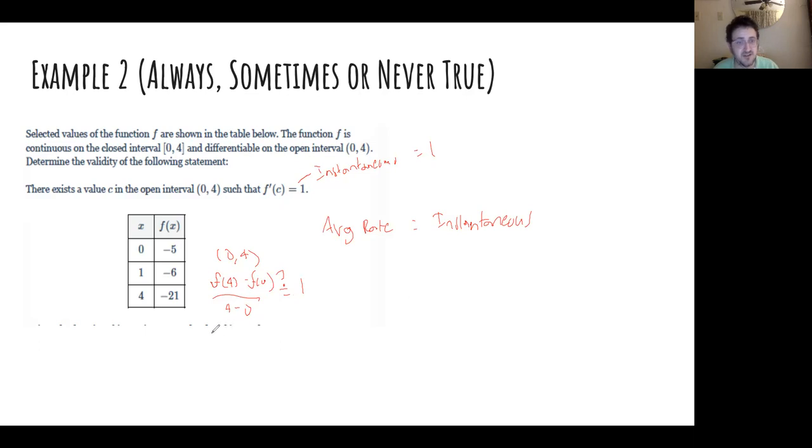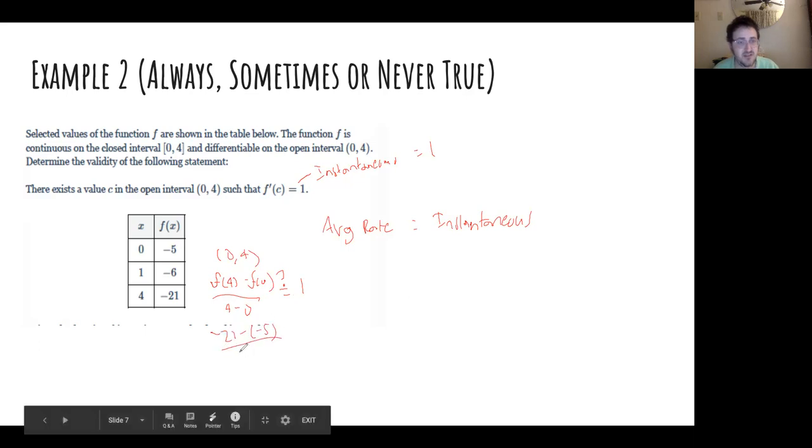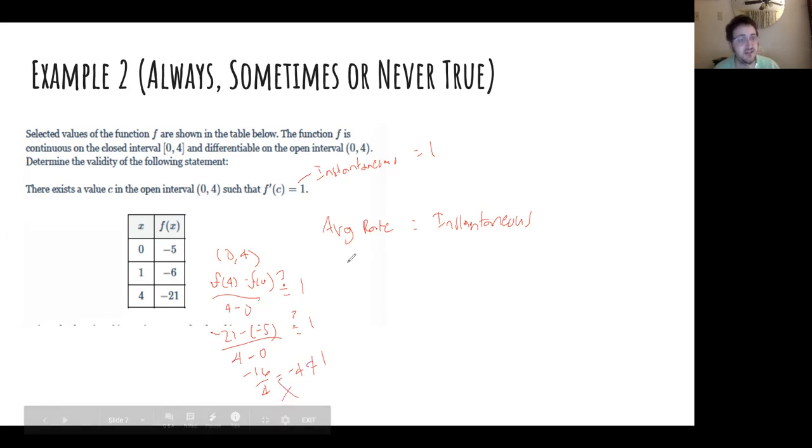So I'm just going to plug in negative 21 minus a negative 5 over 4 minus 0. And for this one, I think it's pretty clear that we're not going to settle. I got negative 16 over 4. This does not equal 1. So far, not so good. Now we're going to try another interval.